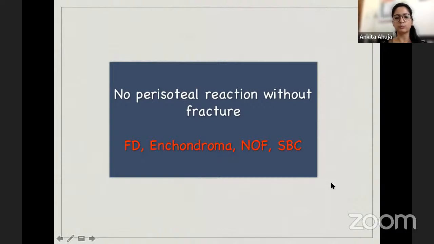So these are the two important steps which help you come down to a diagnosis of aggressive versus non-aggressive. So there is no periosteal reaction without fracture in these lesions. This is something which you need to remember. So these are all non-aggressive lesions, and they should not usually have a periosteal reaction unless you see a fracture associated.